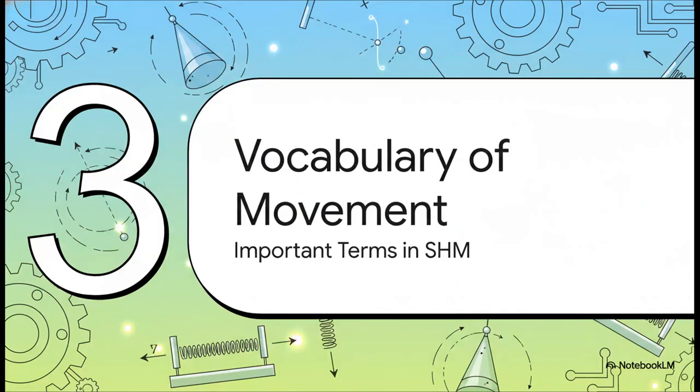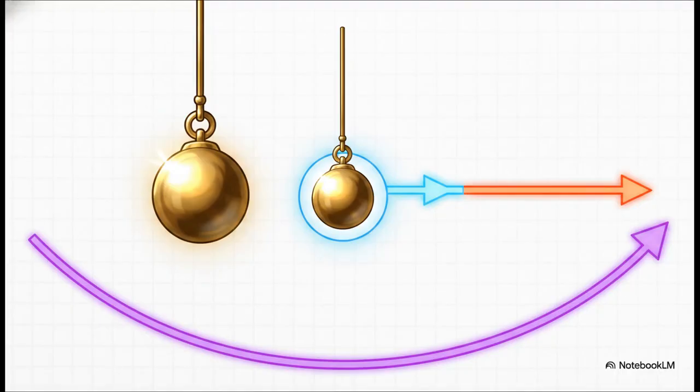Section 3. The vocabulary of movement, the terms we use to describe motion. Think of this next part as our toolkit. We have 3 core terms to start with in our toolkit. Displacement is simply your distance from the center at any given moment. Amplitude is your maximum displacement. Think of our pendulum. If it swings out exactly 10 centimeters from the center before dropping back down, your amplitude is incredibly easy to visualize. It's exactly 10 centimeters. And finally, oscillation. That's one complete to and fro movement, out, back, and returning to where you started.